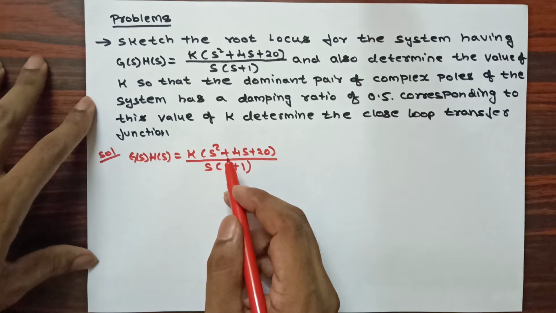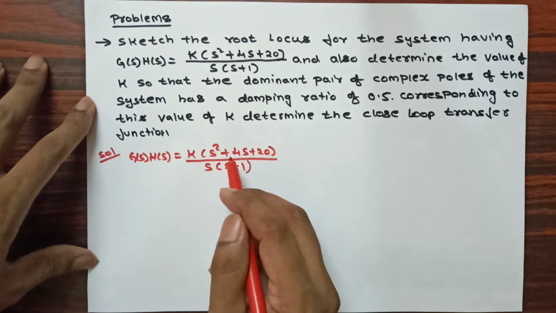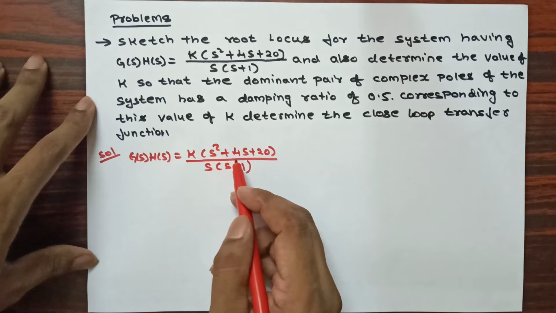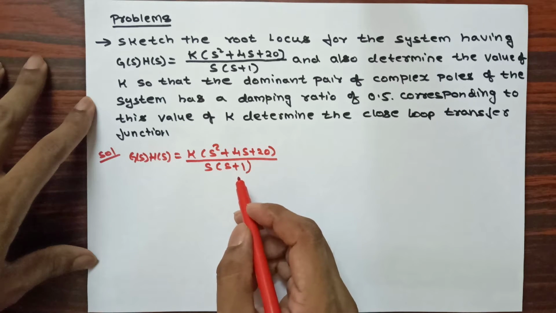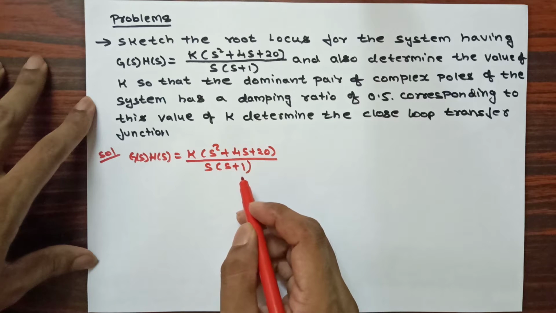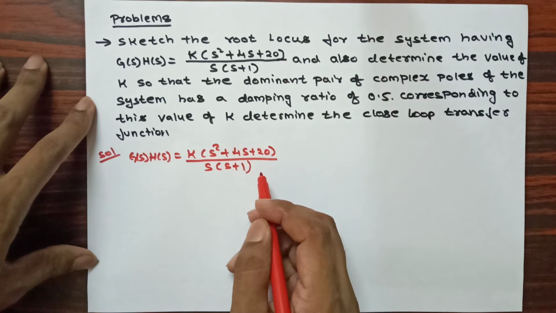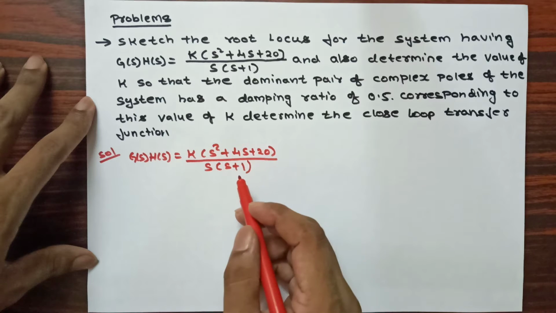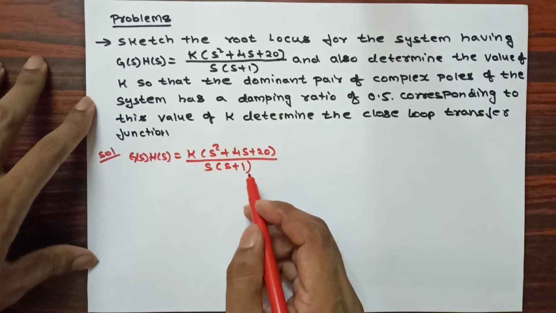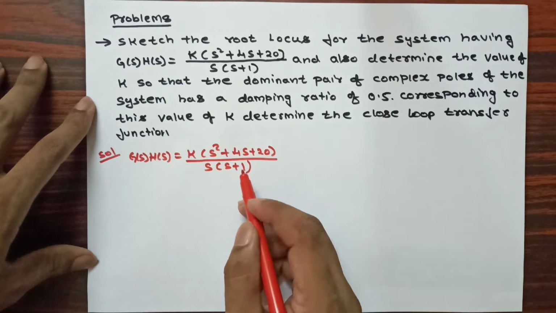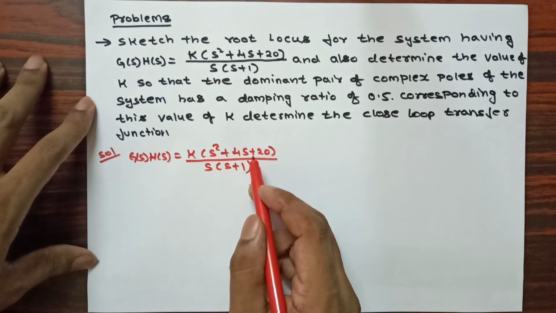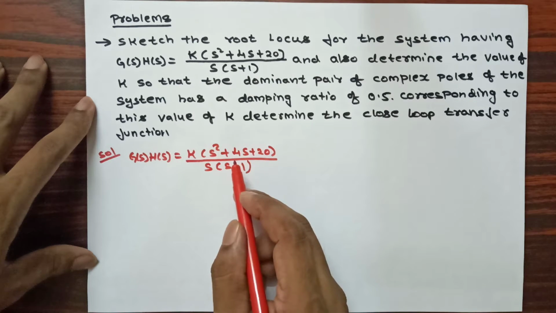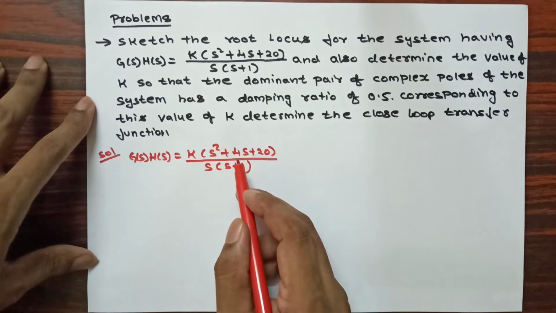And in this problem, we are going to find the angle of arrival because complex zeros are given. In the previous problem, we calculated the angle of departure when complex poles were given. So remember, whenever we have complex poles, we need to calculate the angle of departure, and when we have complex zeros, we need to calculate the angle of arrival. In this problem, we are going to calculate the angle of arrival.